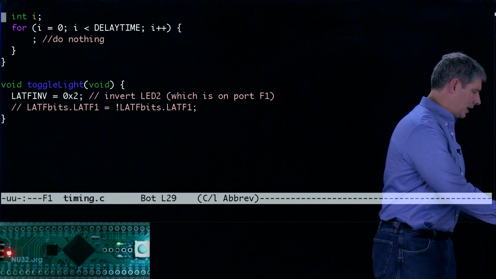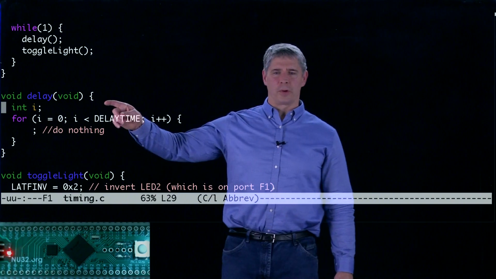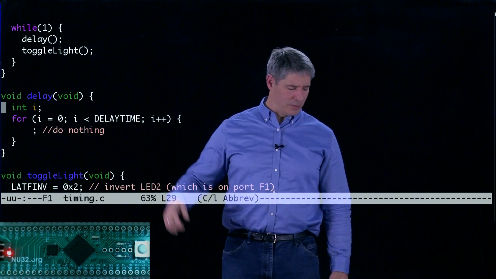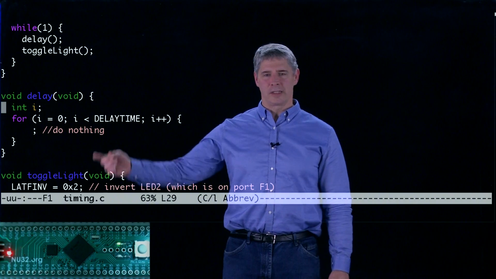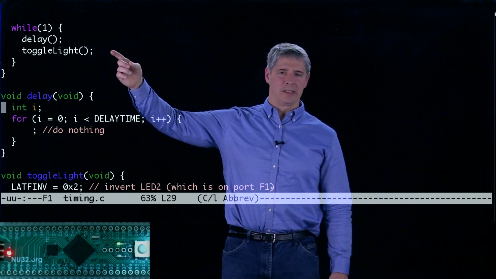So if we go down to delay, it enters this for loop that runs 50 million times, because that's how we define delay time. And that's all it does. It runs through this for loop 50 million times, and then it exits, and then it toggles the light.